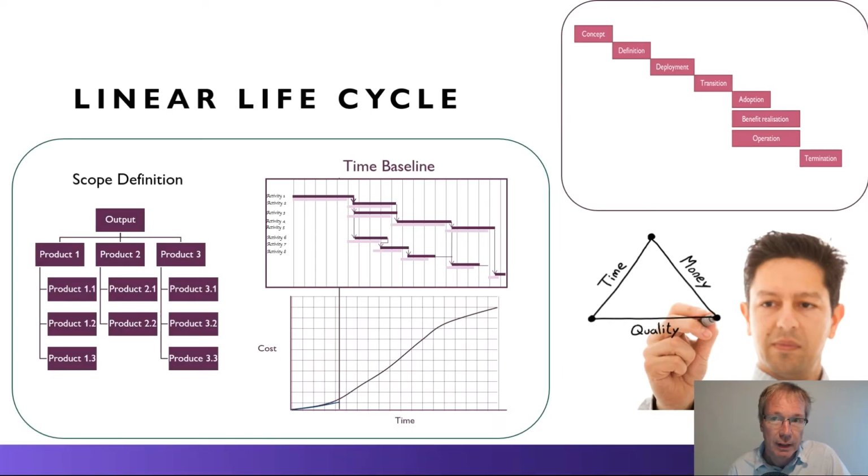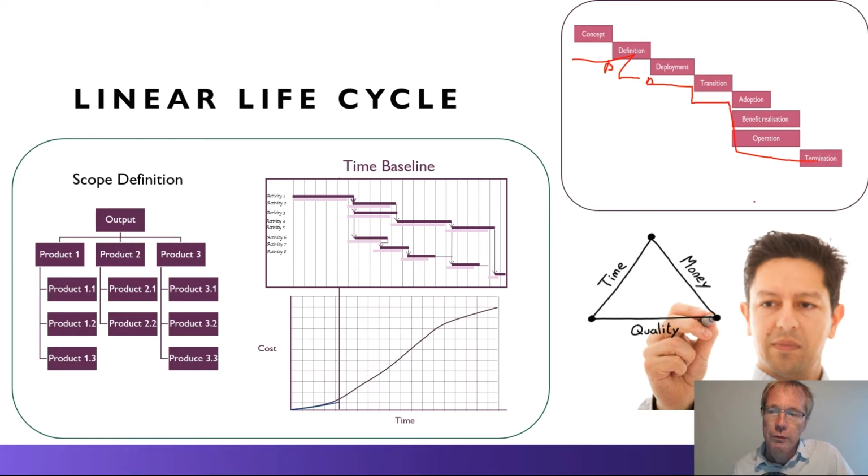So for a linear life cycle, you'll probably know we start off with concept, and then we do definition. So at the end of concept, we have a business case, and then here we have a project management plan, and then we deliver that project management plan, then we transition that into operations and then get the benefits. So that's a classic linear life cycle.